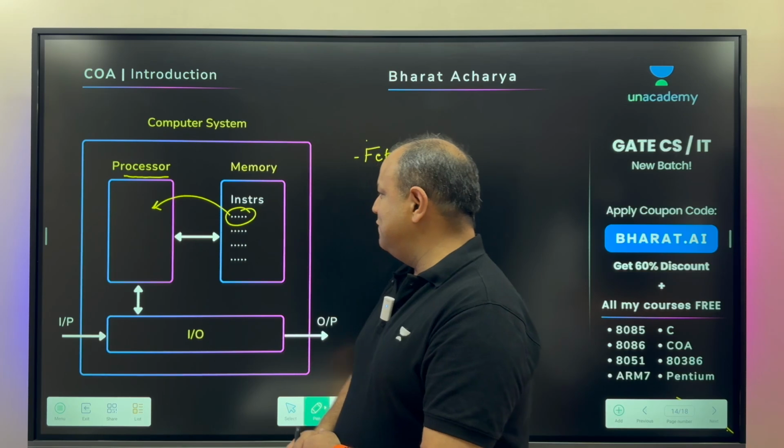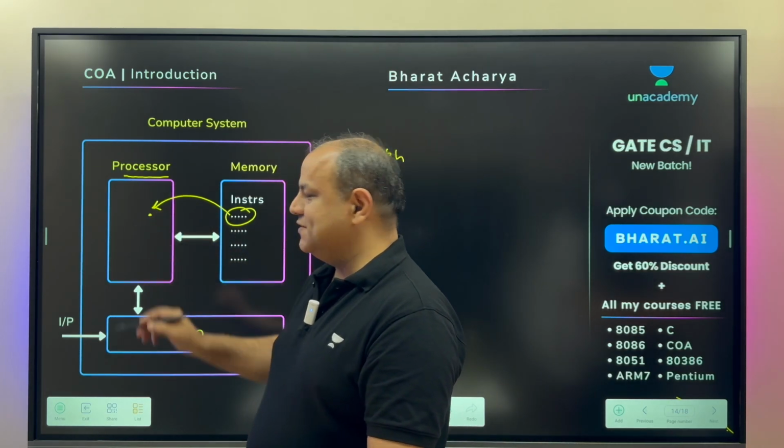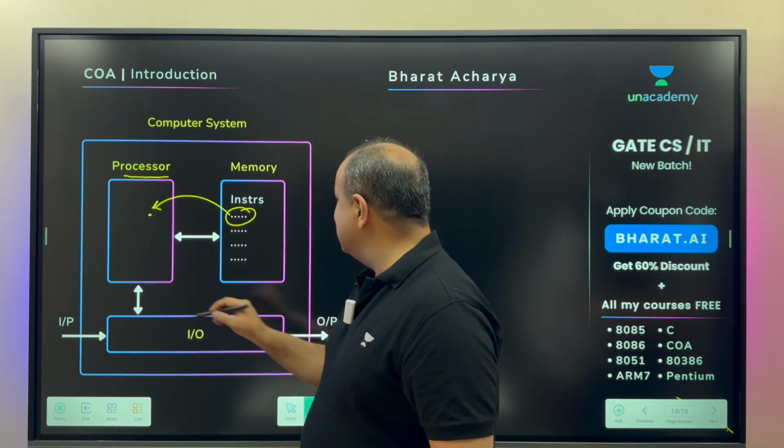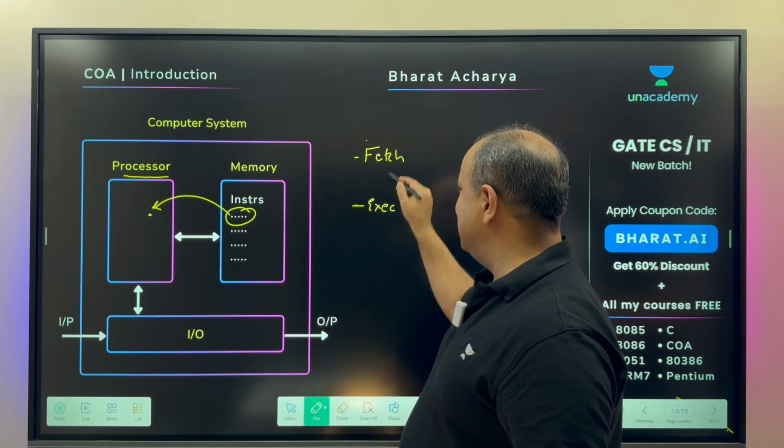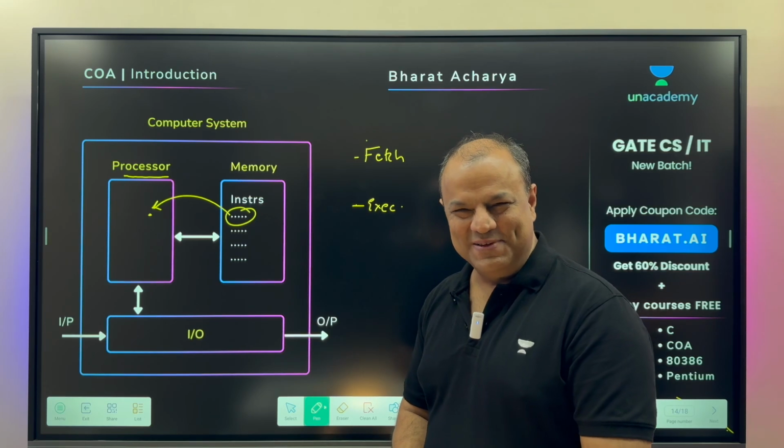So the instruction is fetched. Now it has come inside the processor. Now what will it do? It will execute the instruction. Yes, but between fetching and execution, something happens. You can see I have left space. That means something will happen.